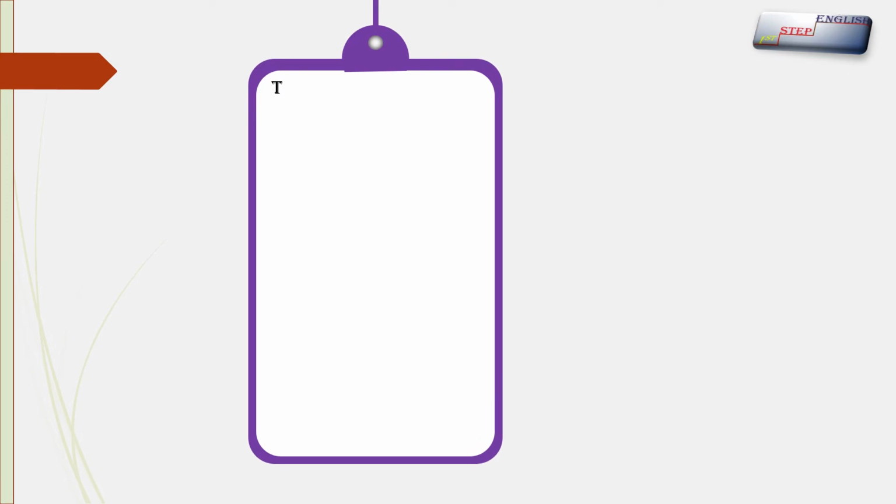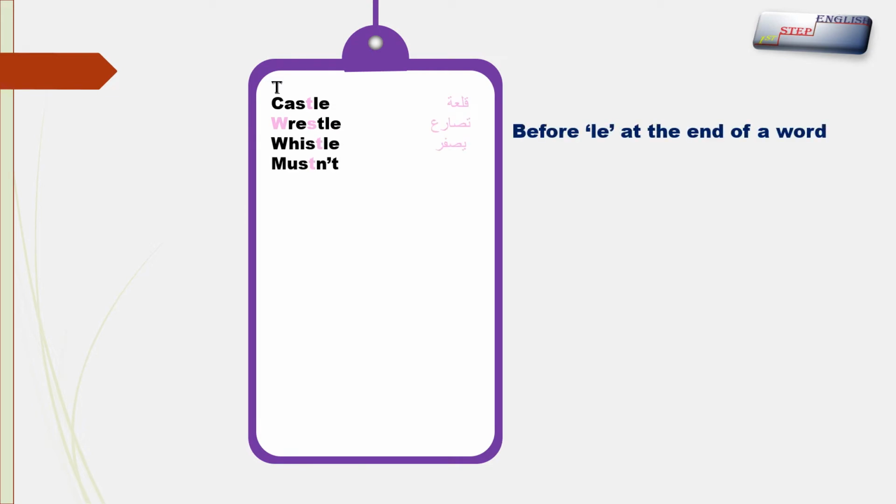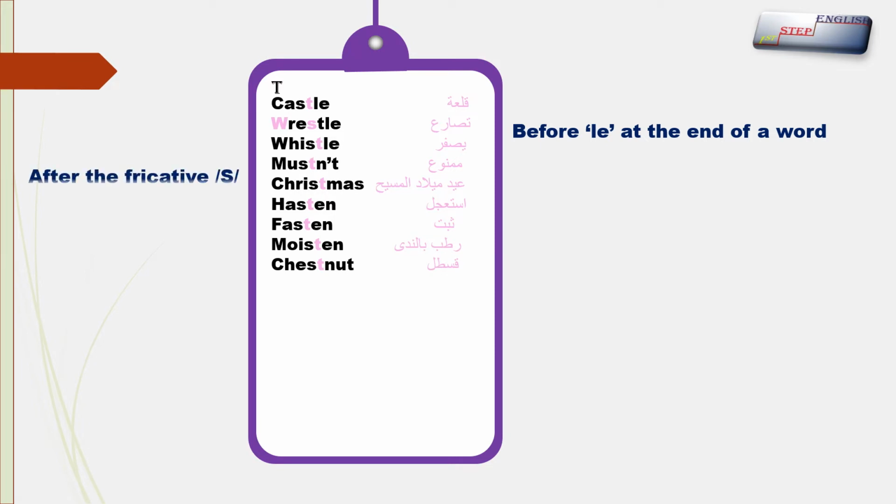Let's move to the letter T. T is silent in some specific cases. Let's discover them together. In castle, wrestle, and whistle, T is silent after the fricative S and before LE. In mustn't, Christmas, hasten, fasten, moisten, chestnut, T is silent after the fricative S. Nearly the same first rule. In soften and often, T is silent after the labiodental F.